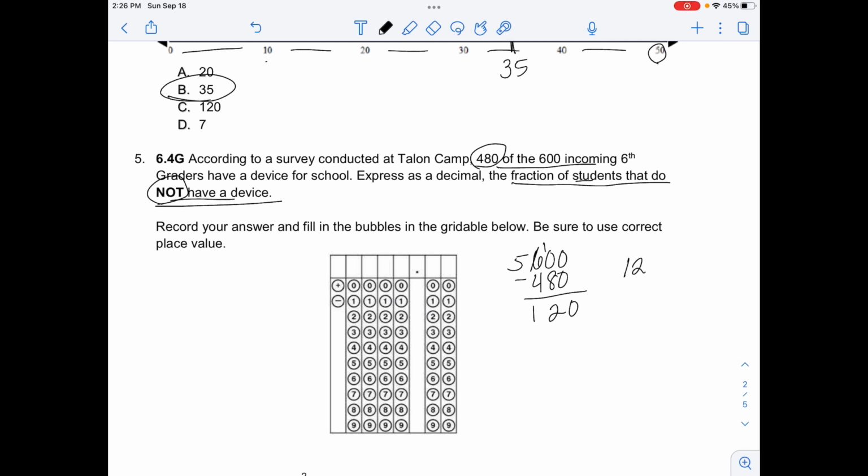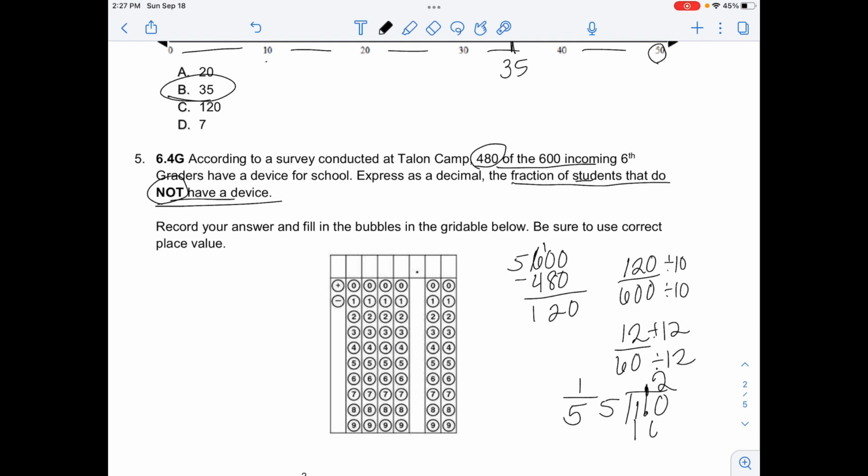So I'm going to have 120 over 600. Okay, I'm going to divide each of these by 10 because they both end in 0. So I'm going to get 12 over 60, which I can still divide by 12. So that gives me 1/5. So the decimal that is equivalent to 1/5 is 1 divided by 5. Decimal, bring it up top, I get 10. 2 times 5 is 10, and no remainder. So my decimal is 2/10.